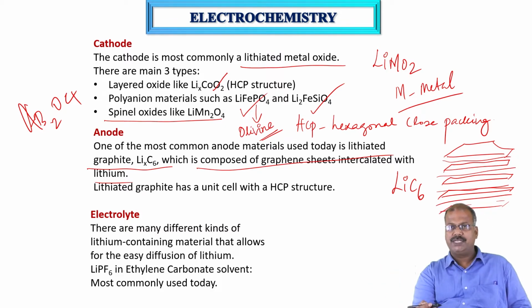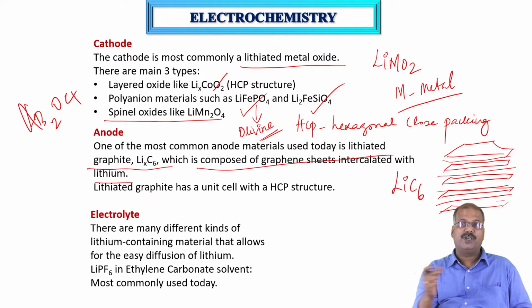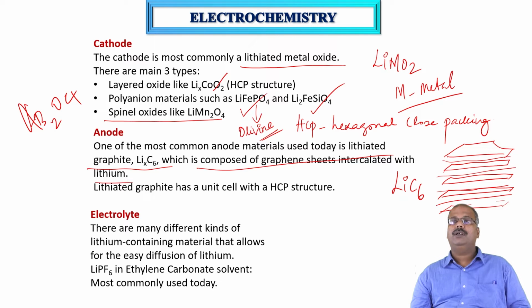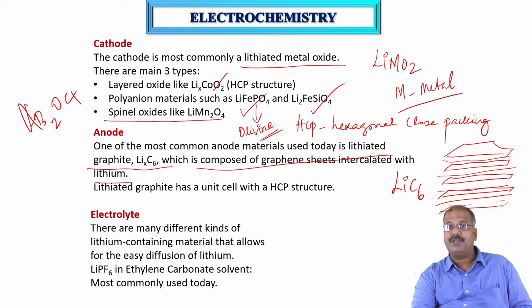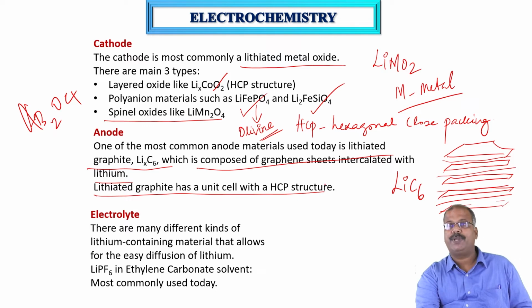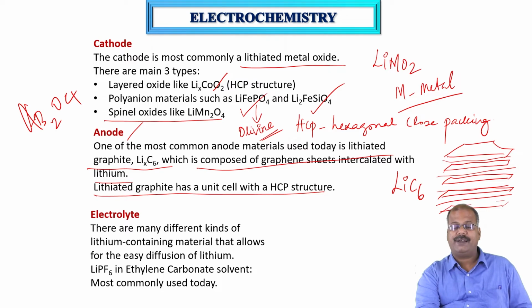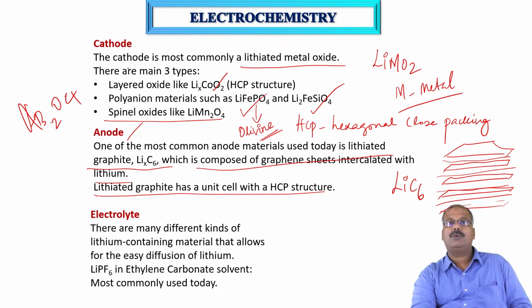We will see in the next slide what I mean by this statement. Lithium ions can be stored and can be moved out of the places in between the layers. Again, lithiated graphite is a unit cell with HCP, hexagonal close-packed structure. So the anode is lithiated carbon or lithium graphite, and the cathode is lithium cobalt oxide.